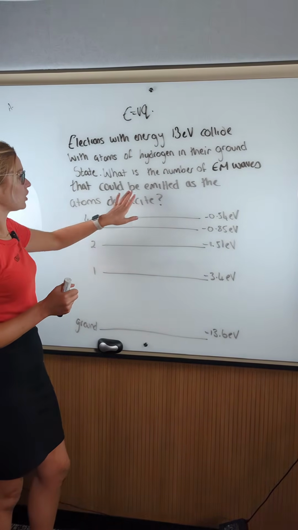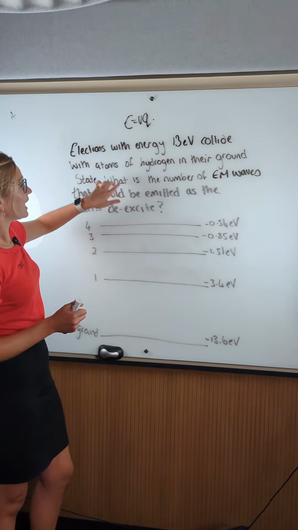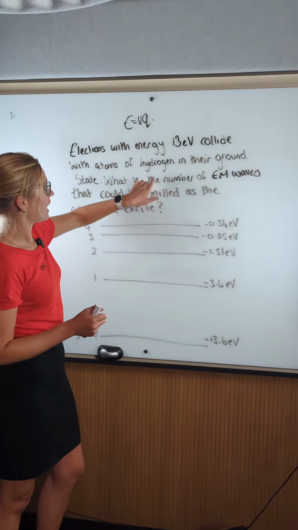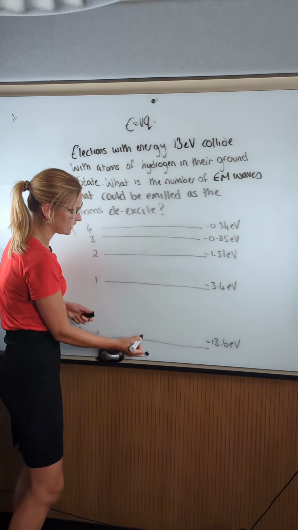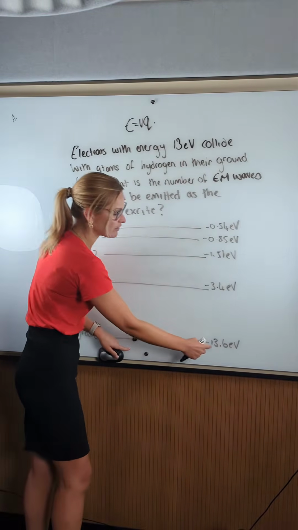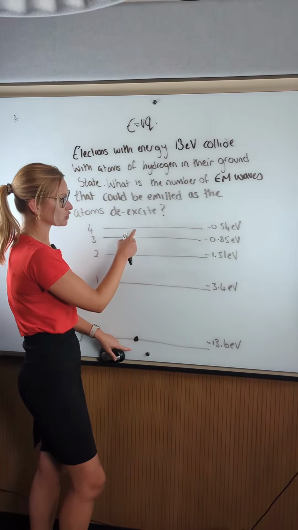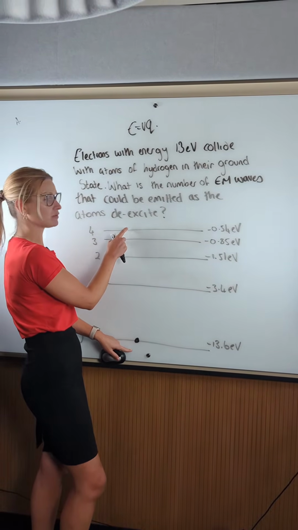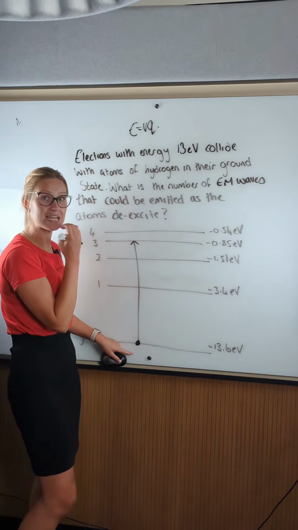We should figure out how many different EM waves could be emitted. What it says is we're colliding with the hydrogen in its ground state. So you've got to imagine I've got an electron here in my ground state and I'm colliding with it with 13 electron volts. So this level here is 13.6 electron volts. If I add 13 electron volts, I'm not going to be able to get up to the n equals 4 level. I'm only going to be able to excite it up to the n equals 3 level.